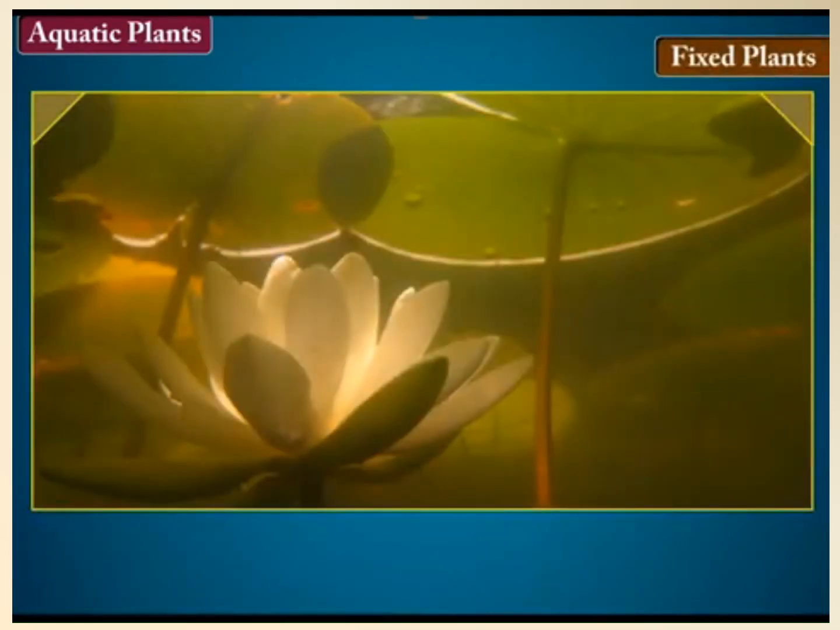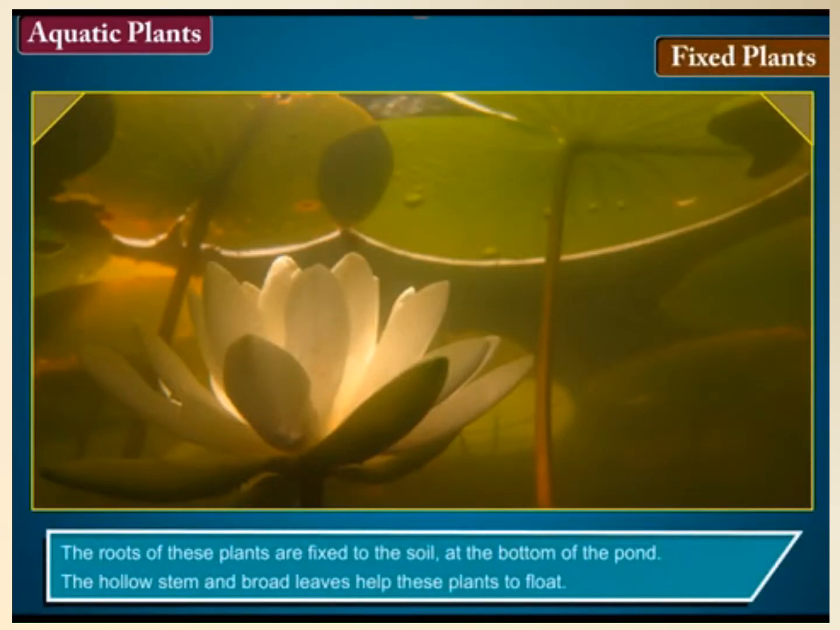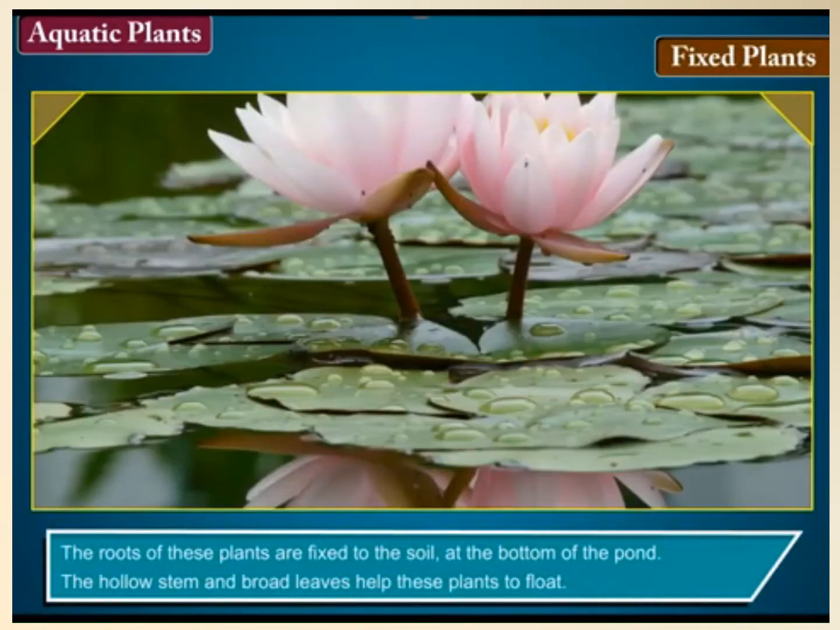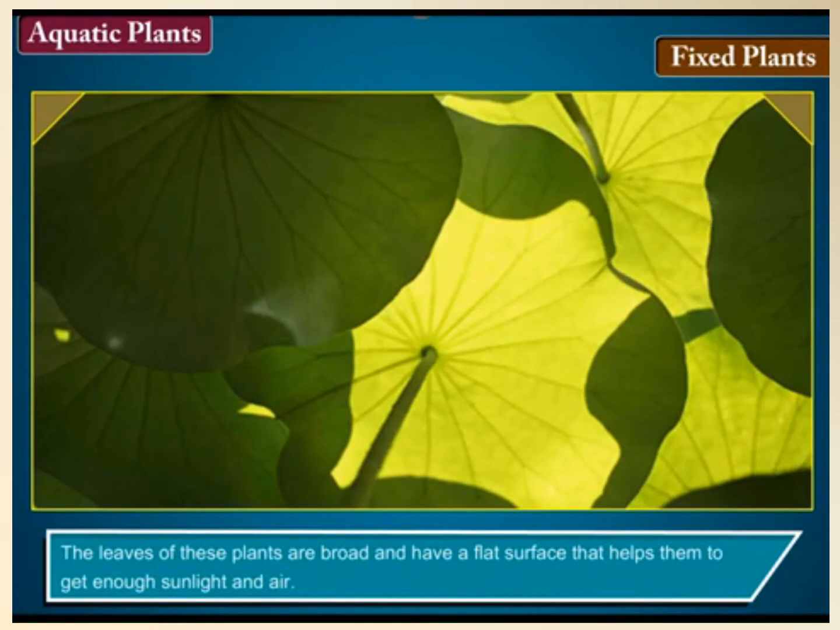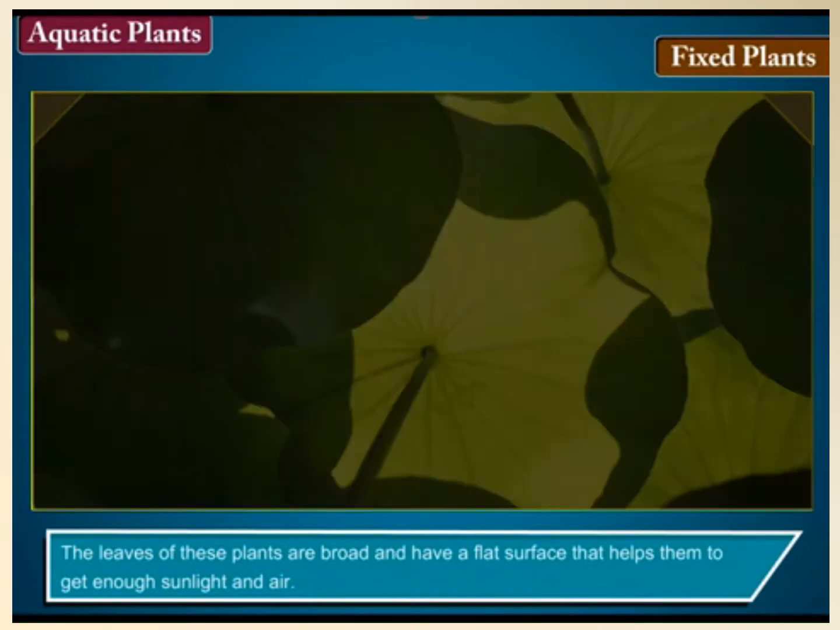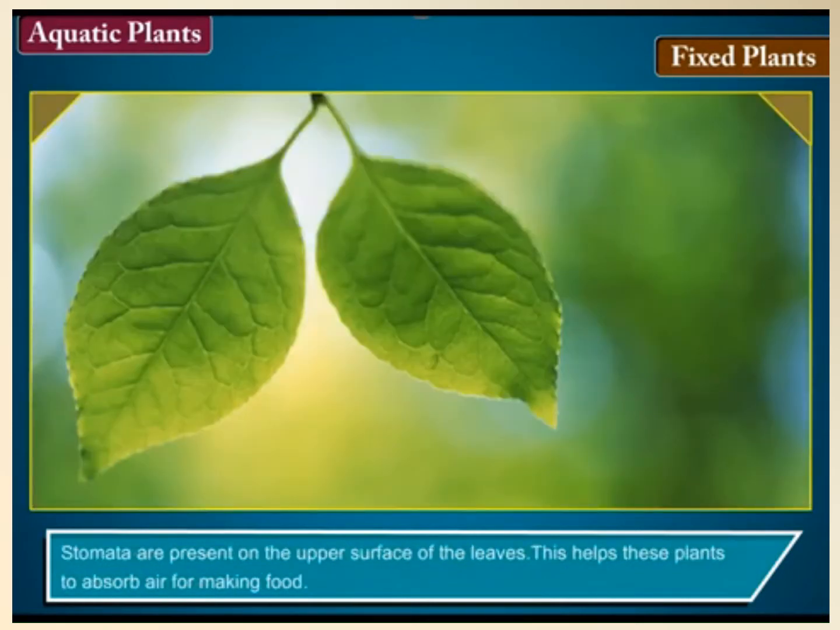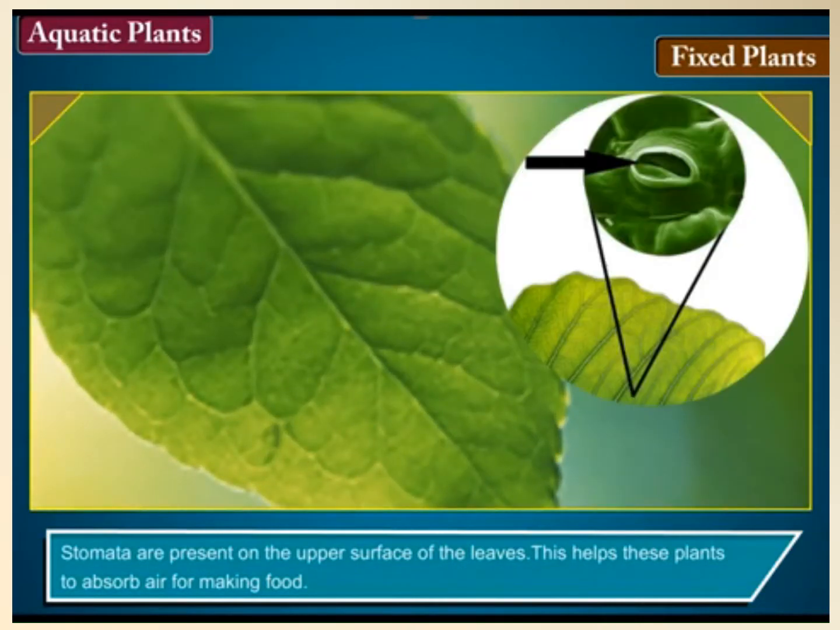Fixed plants. The roots of these plants are fixed to the soil at the bottom of the pond. The hollow stem and broad leaves help these plants to float. The leaves of these plants are broad and have a flat surface that helps them to get enough sunlight and air. Stomata are present on the upper surface of these leaves. This helps these plants to absorb air for making food.